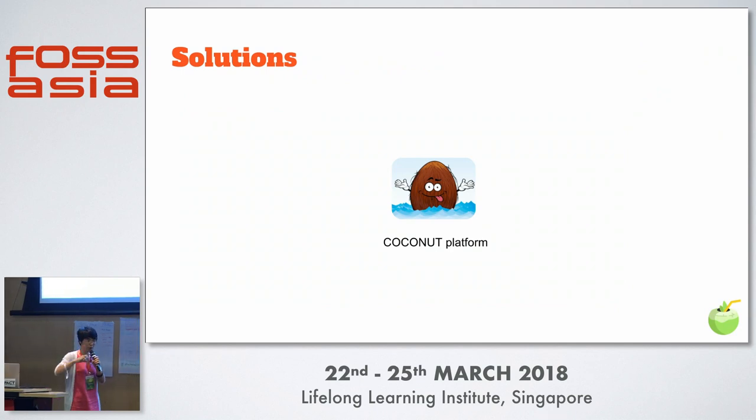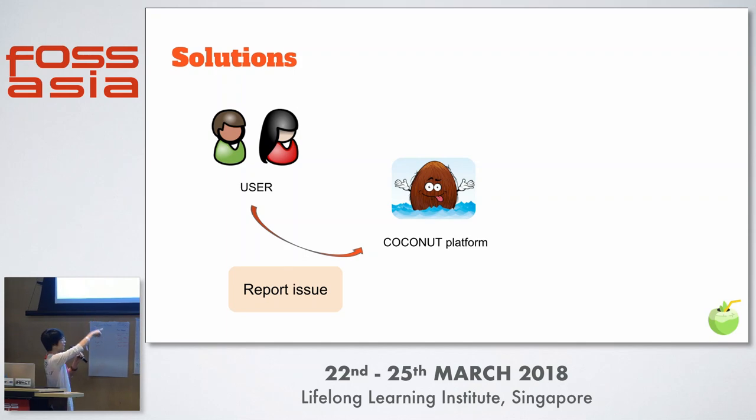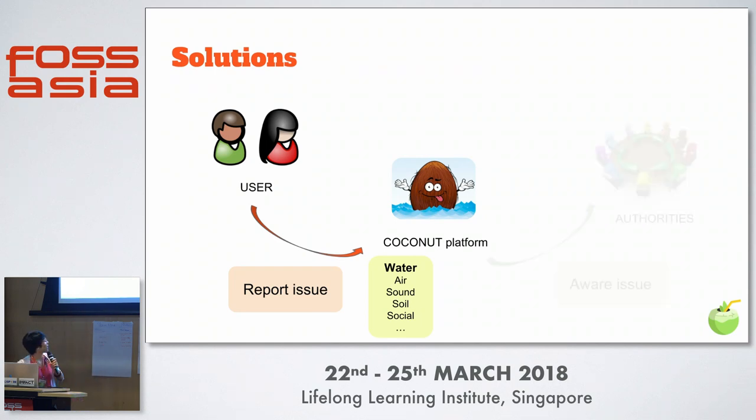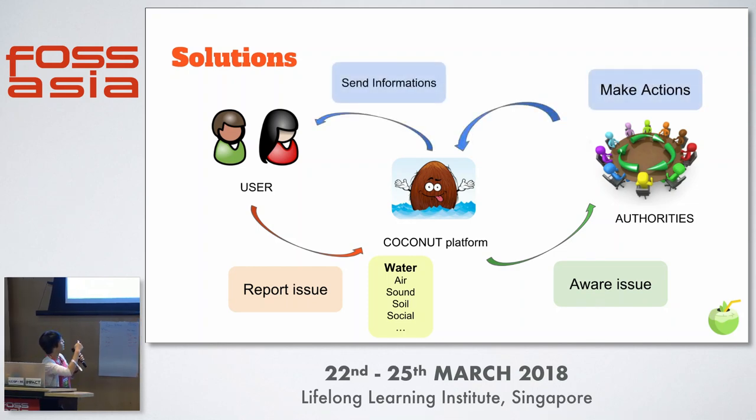We built a Coco platform, available on an app and on the web. Users can report issues to the platform, like water pollution, air, sound, soil, or everything, but for now we focus on water first. Authorities like the government or authorized organizations can become aware of issues using the platform, and then take action online, sending information or an action plan to the user, or offline, going to the area and checking the water quality.